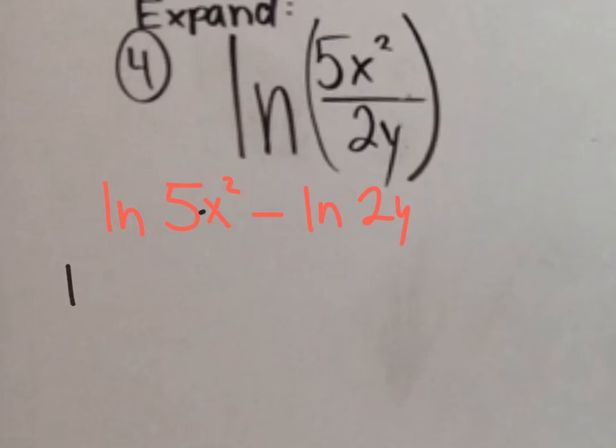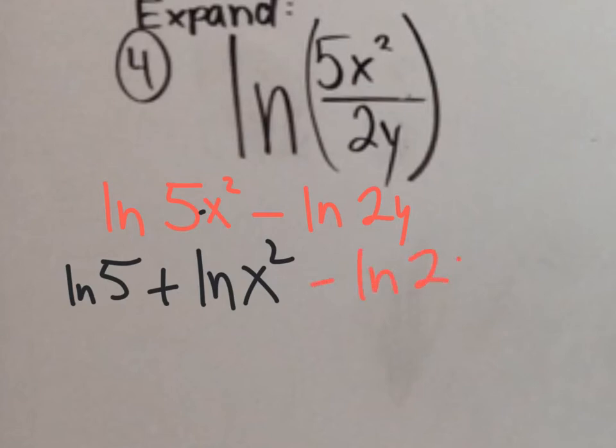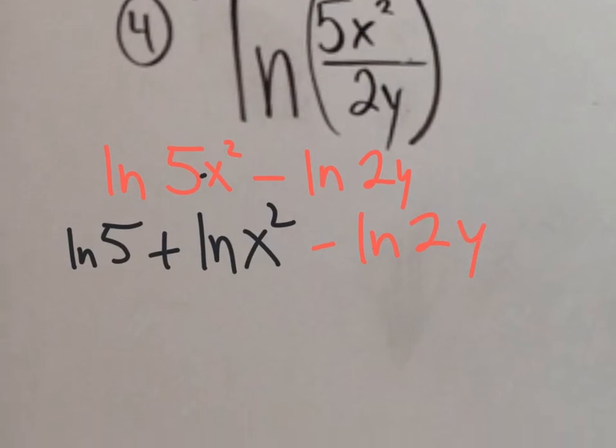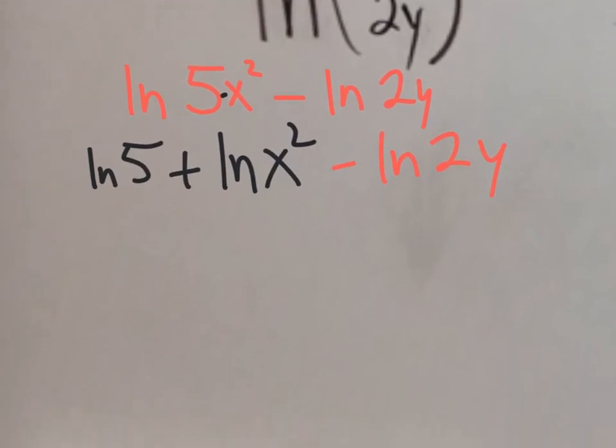So I'm going to have ln of 5 plus ln of x squared. Is everybody with me? And of course, I'm also going to bring down this minus ln of 2y. What do you guys think so far? Yes, I get it. Okay, so we're going to move on, and we're going to continue to expand.